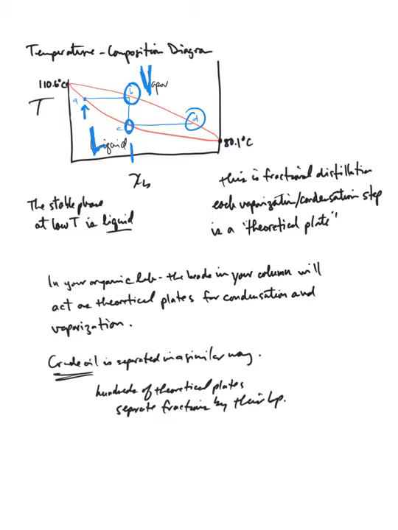So in your organic lab, you don't just do this once. You essentially do multiple of these, quote, theoretical plates by having the beads in your column. Each bead acts as a condensation and vaporization site. As the beads heat up, the material makes its way up the column. This is exactly how crude oil is separated into gasoline or kerosene or propane for your grill. You actually have hundreds of theoretical plates that separate the fractions of the crude oil by their boiling point.